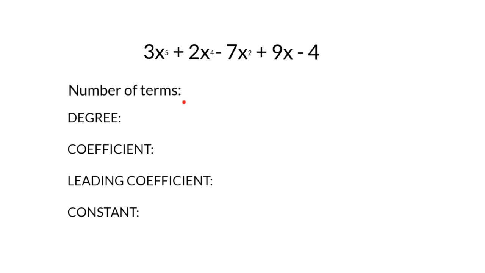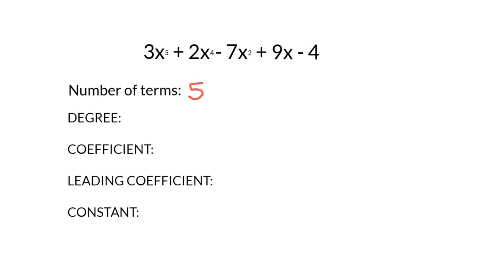So first of all, number of terms. Remember that terms are separated by plus or minus. So this plus right here separates these two into separate terms. So here's one term, here's another term, here's another term, another, and the last one over here. So 1, 2, 3, 4, 5 terms. There are 5 terms in this polynomial.